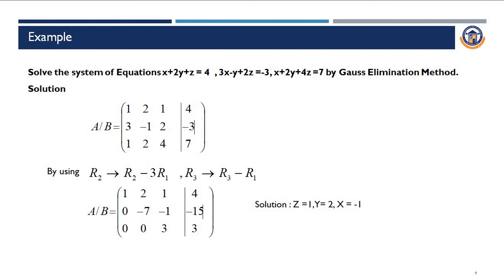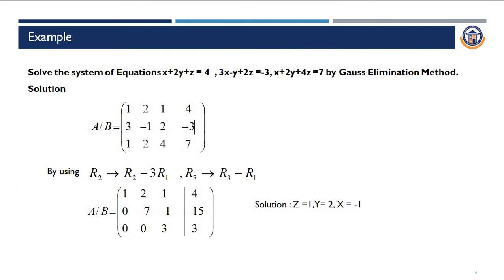Now let us take three equations: x plus 2y plus z equal to 4, 3x minus y plus 2z equal to minus 3, x plus 2y plus 4z equal to 7. I am going to explain how to find the solution of this set of equations by using the Gauss-Elimination method. As I said earlier, the first step is to write the augmented matrix.